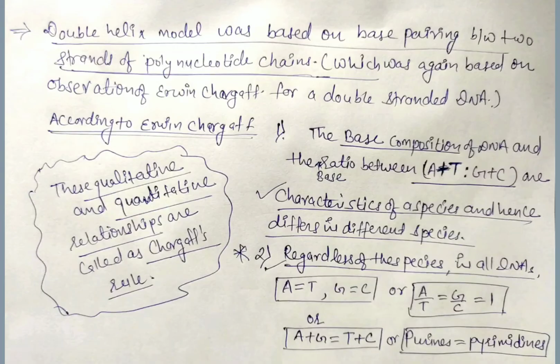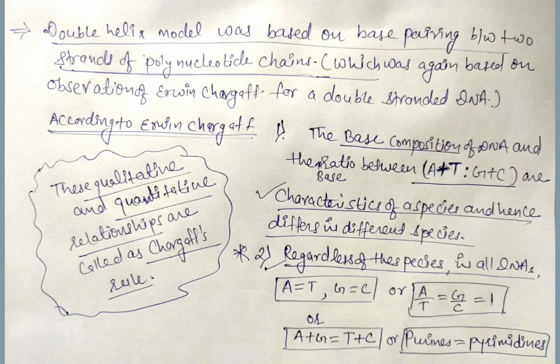The double helix model was based on base pairing between the two strands of polynucleotide chains, which was based on the observations of Erwin Chargaff for a double-stranded DNA. According to Chargaff, the base composition of DNA and the base ratio are characteristic of a species and hence differ in different species, and the base ratio is A plus T to G plus C. It is different for different species.